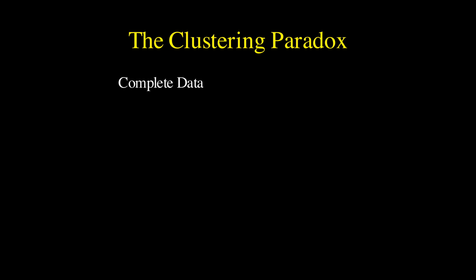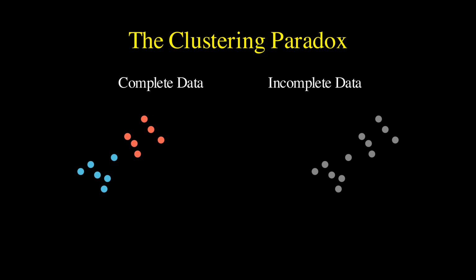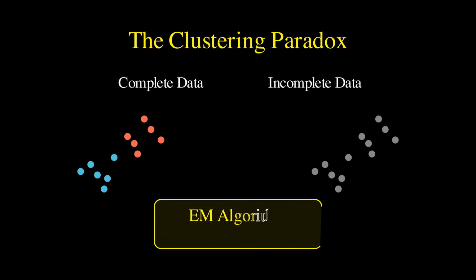On the left, we see complete data where each point is clearly labeled red or blue. On the right, incomplete data where cluster assignments are hidden. The expectation maximization algorithm breaks this circular dependency in a surprisingly elegant way.